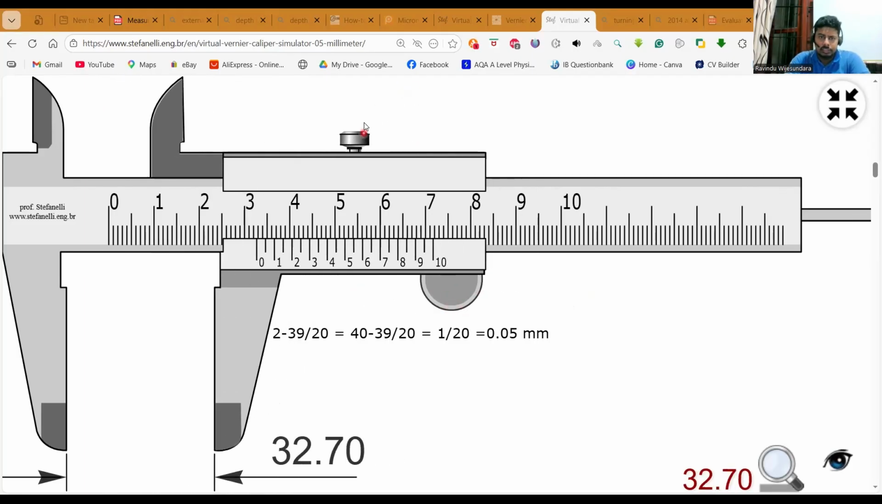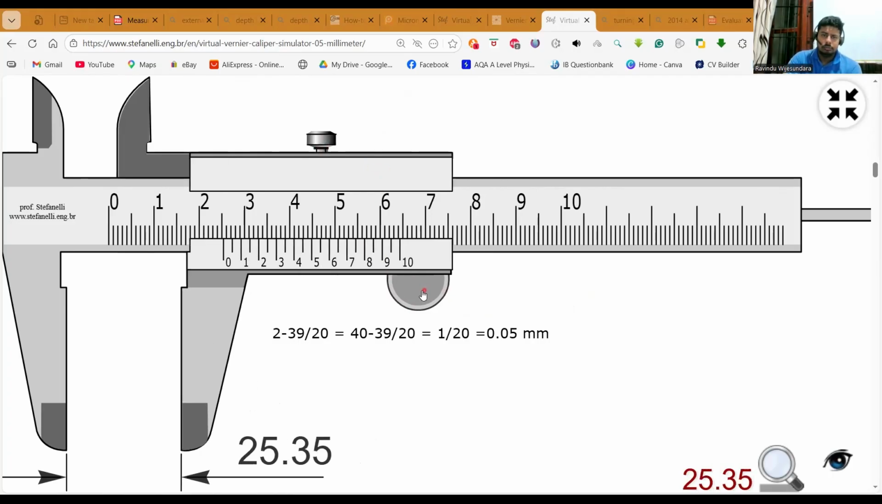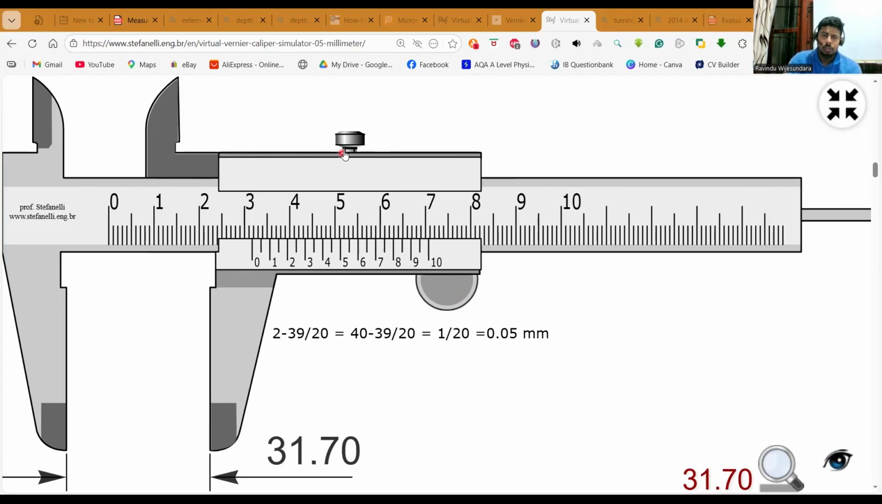And you can see here there's a screw. This screw is for locking. When you come somewhere here and you need to fix the reading, you can turn this screw and lock the reading on the vernier scale. I actually have a real vernier caliper, so I will show you how it is done. But first, understand the theory of how it is used here, right?